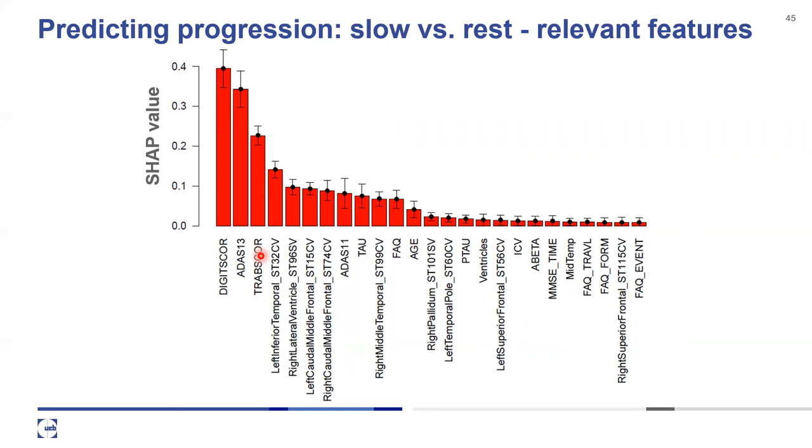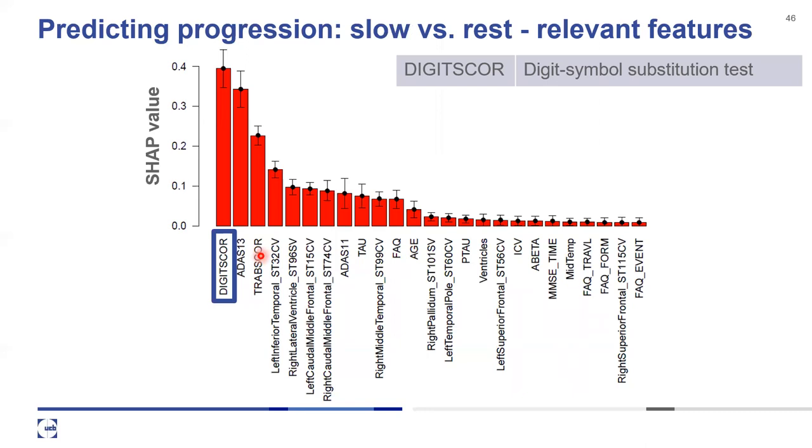Specific in the sense that we do not see these back in the classifier that was trained distinguishing the slow progressors versus the rest. So in that sense, they're very specific for the fast progressors. What does seem quite specific for the slow progressors is this digit score variable, where the subjects need to substitute digits with symbols given a digit symbol substitution list.